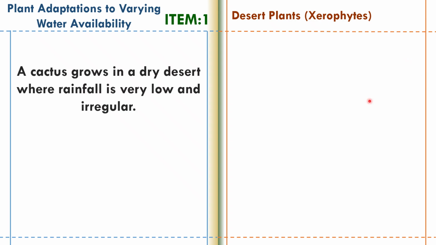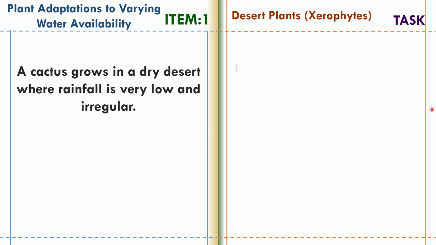Plant adaptation to varying water availability. Item 1. We're going to look at desert plants, xylophytes. A cactus grows in a dry desert where rainfall is very low and irregular.